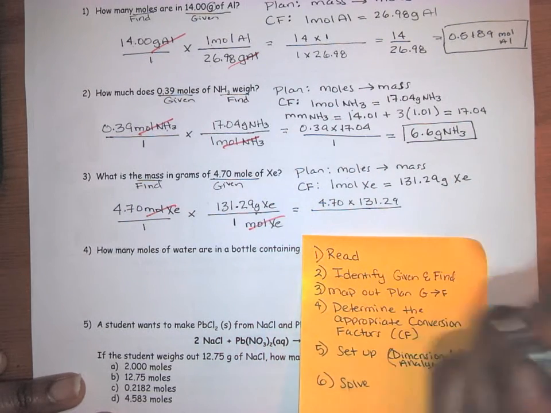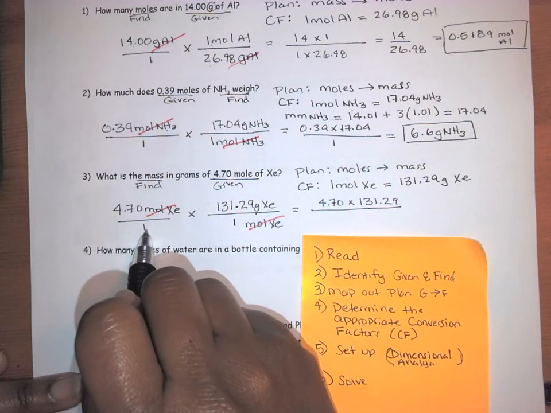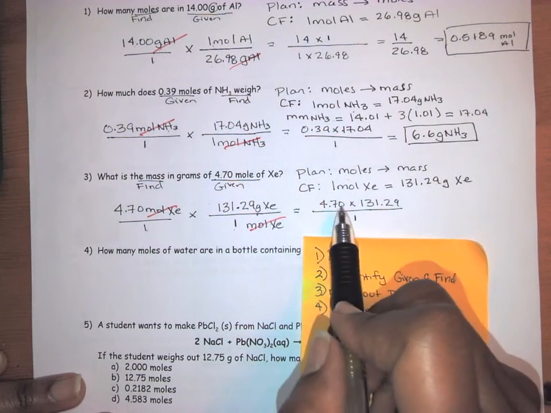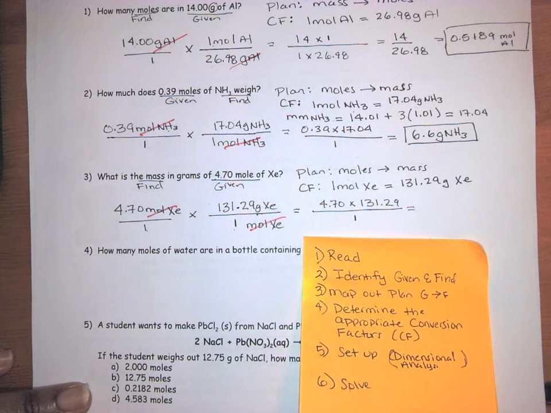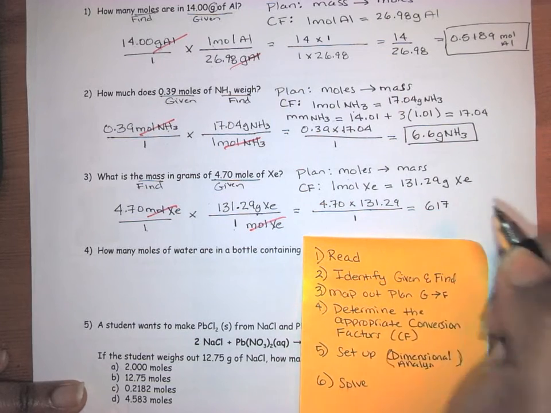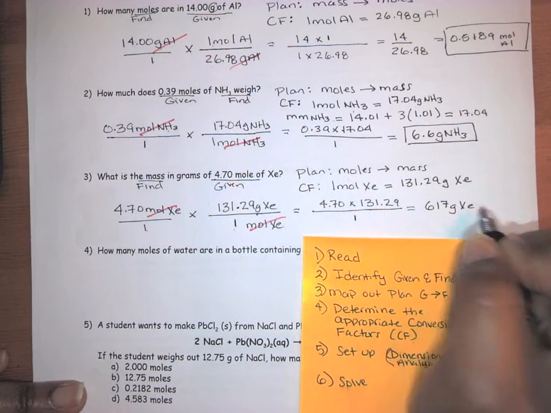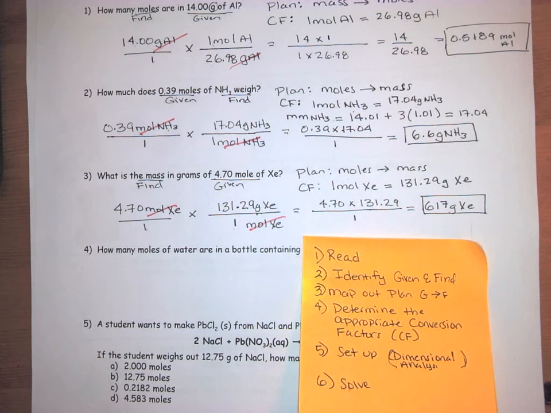That goes on top. And since this is my scratch work, I'm not going to worry about units here. I'm just going to do the math. And then in the bottom we have 1 times 1, which is just 1. So the math overall that we're doing here is 4.70 times 131.29. And when I plug that into my calculator, I get 617. And the units that I have left, which is what I want to find, are grams of xenon. All right, so this matches what I want to find. All right, that's my answer for that.